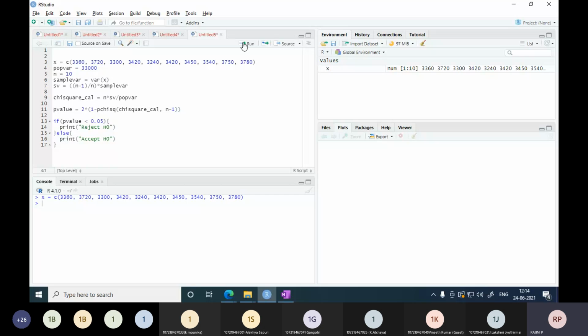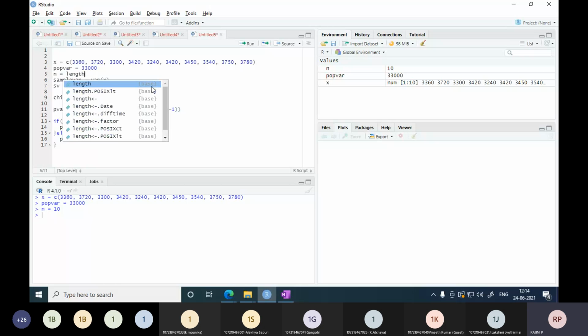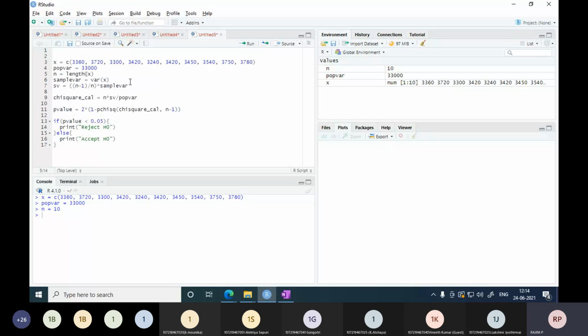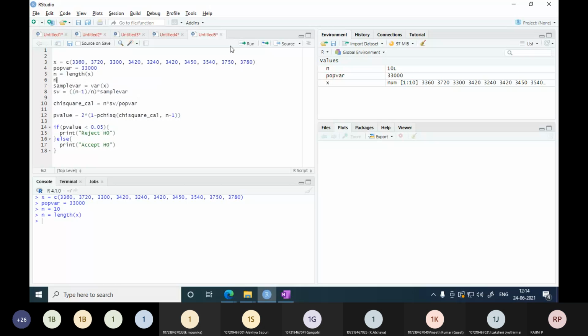The value is stored in X, the population value 33,000 is stored in pop variance, and N is equal to 10. If you don't know, or there are so many values that you cannot count them, then instead of giving this number, you can write length of X. Check what you will be getting. Length of X, and check N. Got it? N is equal to 10.